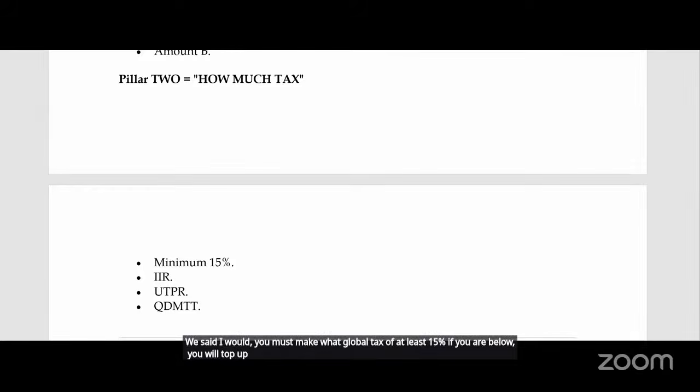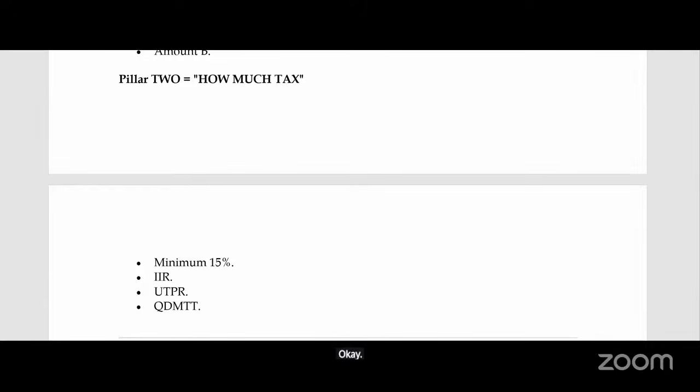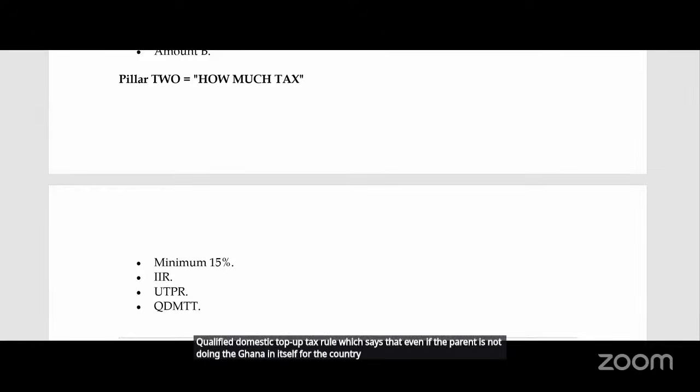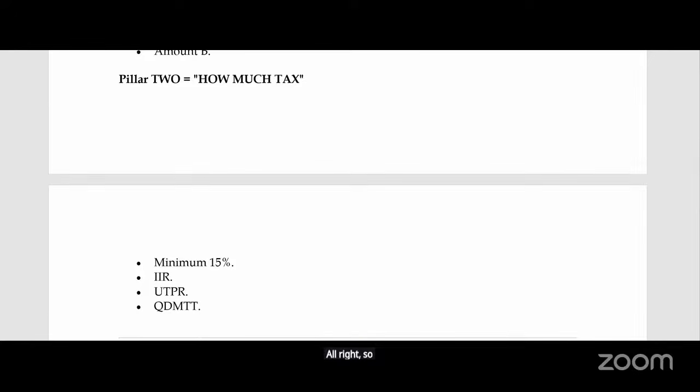So we have the inclusion rule, where if the subsidiary is making lower than that, we will top up to get there. We have the under tax profit rule, meaning that if you are paying lesser taxes, the parent will deny you deductions as well from other countries. And then we have the qualified domestic top-up tax rule, which says that even if the parent is not doing that, Ghana itself, or the country you operate in, the tax authorities can make you pay top-up tax. So that's pillar 1 and pillar 2. All right, so thank you.